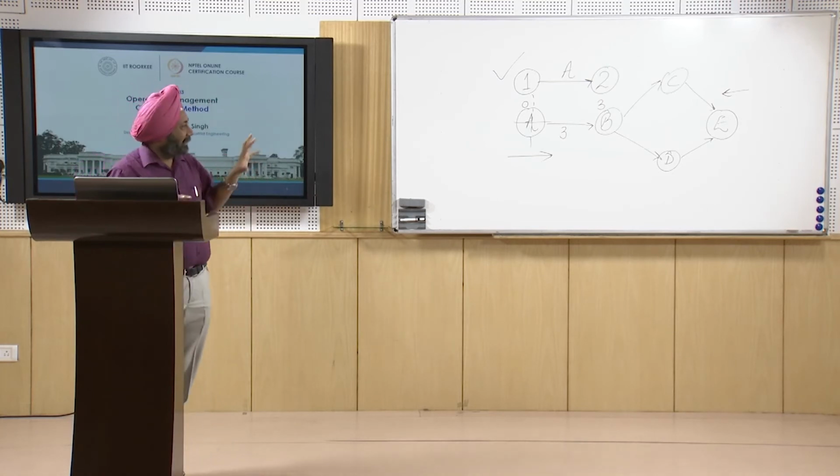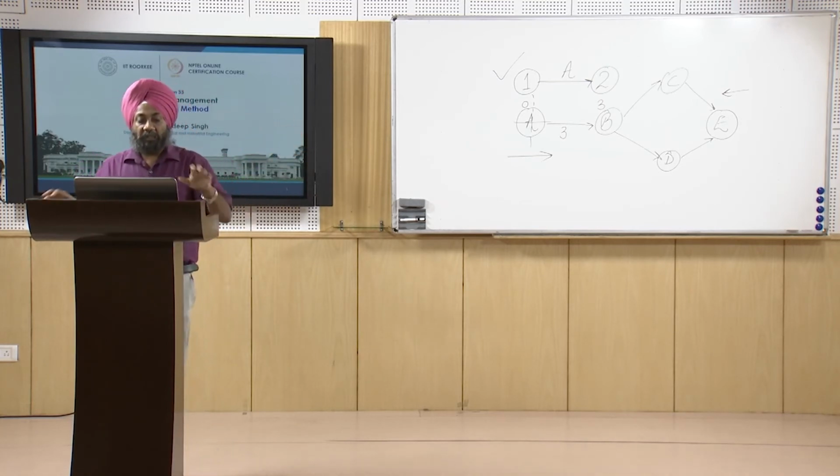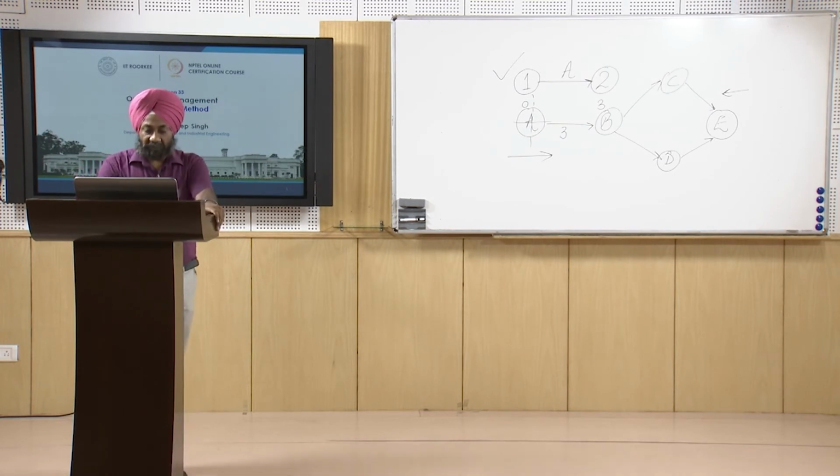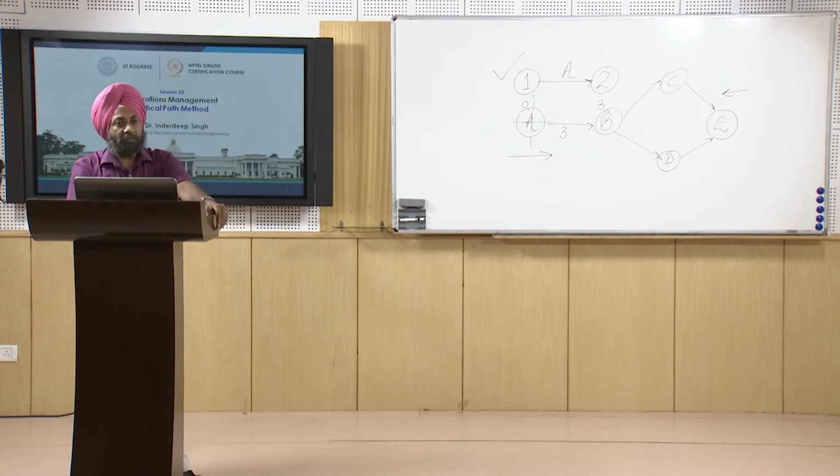So we can calculate for each node the earliest expected time and the latest allowable time, and the activity which will be on the critical path will have no slack available, which means the difference between the early start and late start will be 0.